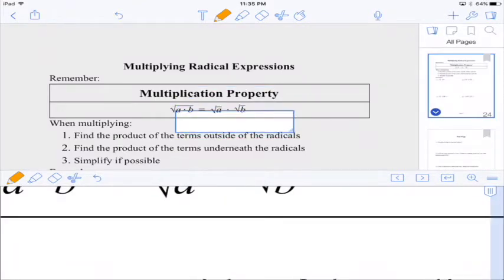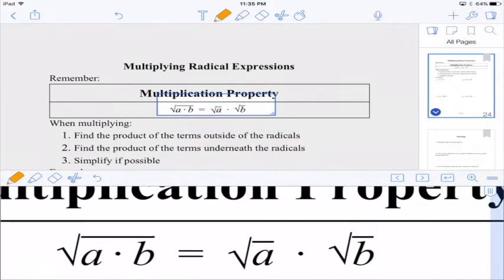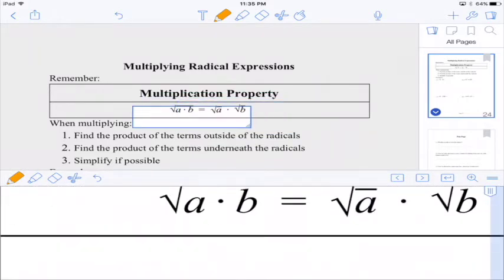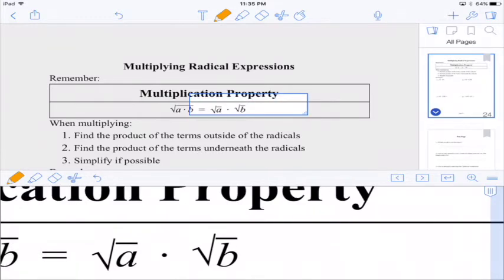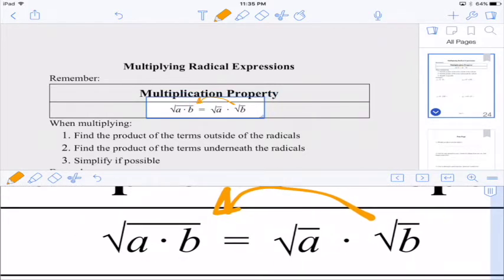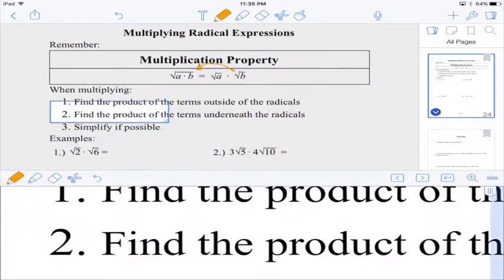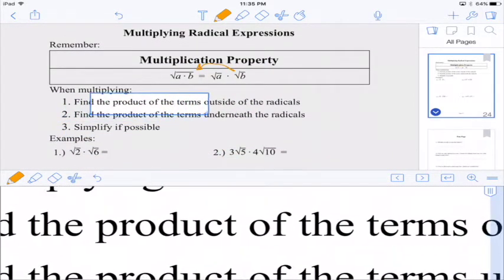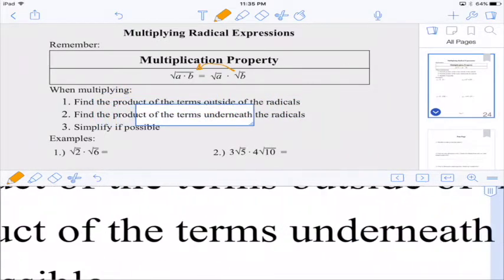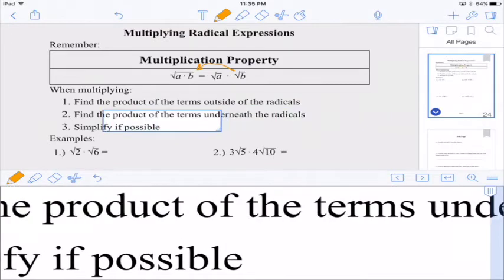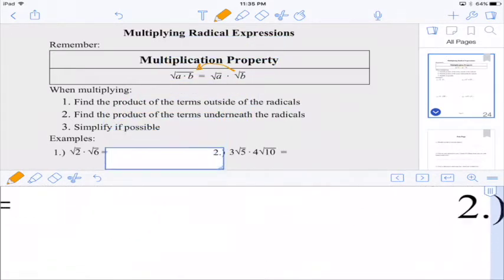So if we remember this multiplication property, we can split this radical into two pieces. Well, equality means we could also go this way. If we're multiplying two square roots, that means we can put a and b and multiply them together under the radical. So what we're going to do is find the product, aka multiply the terms outside, then multiply the terms underneath the radicals, and then simplify like we learned yesterday.